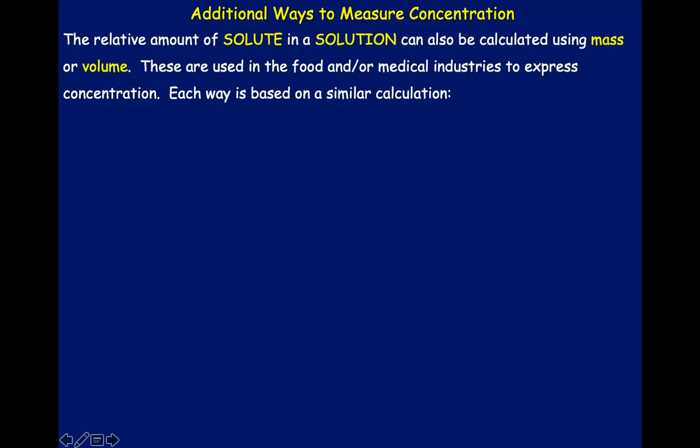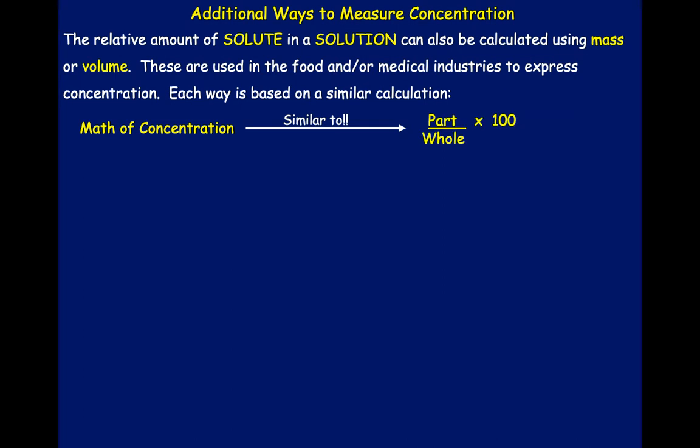All right, so basically, the relative amount of solute in the solution can also be calculated using mass or volume. We don't necessarily have to use moles. We can also use the mass or the volume of the solute in the solution. This can be used in the medical industry or in the food industry, depending on your application. But remember, they're related to the same type of calculation, which is really the math of the part over whole, or percent composition. So that's what we're doing.